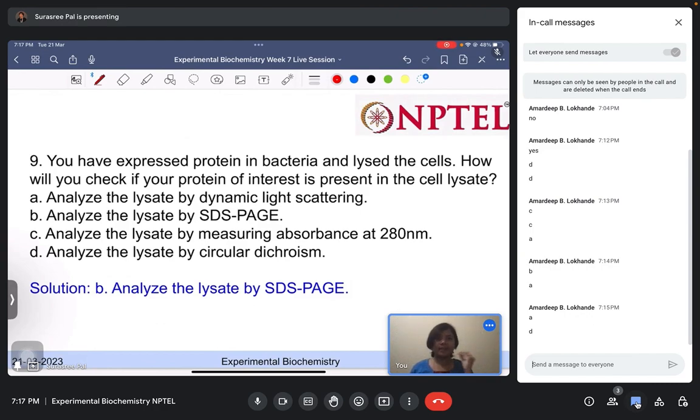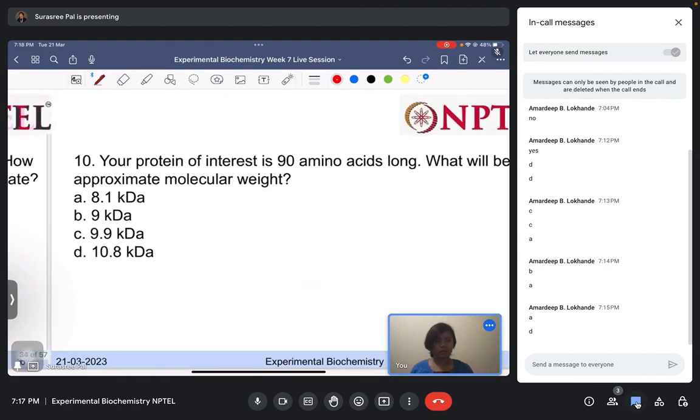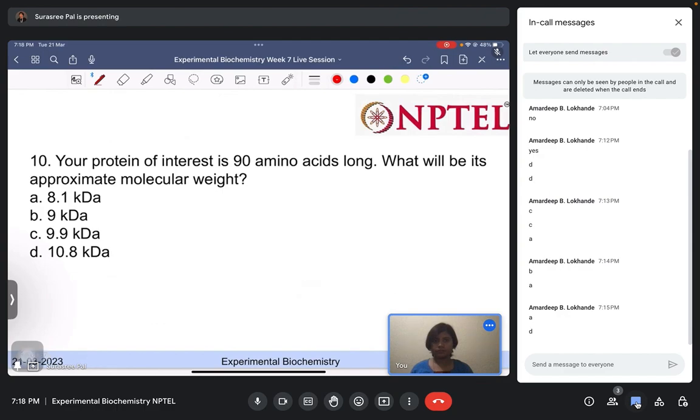And if this band is thick, we can understand that yes, our protein is expressed in higher quantity, and this band will not be present in the uninduced sample. So by analyzing this SDS page, we can determine whether our protein is actually overexpressed or not. So that is the correct answer here, B. Next question.